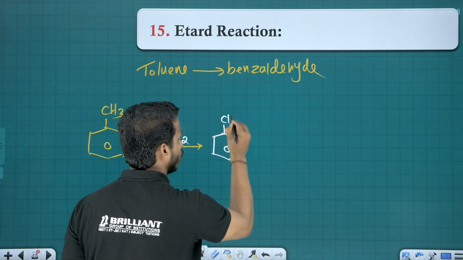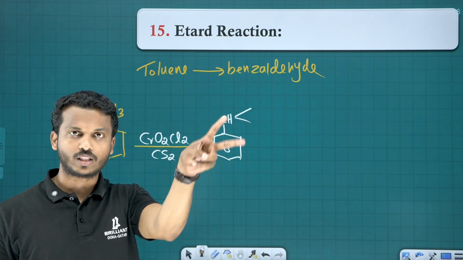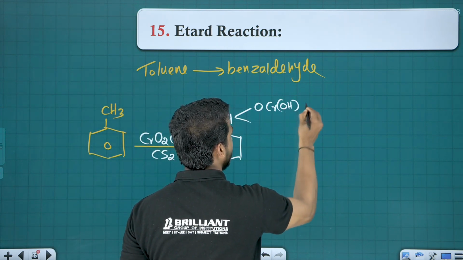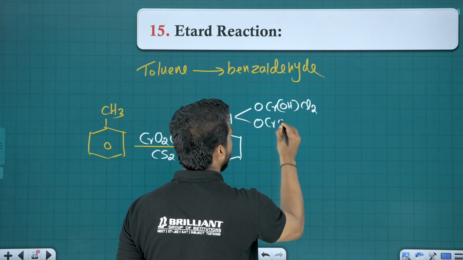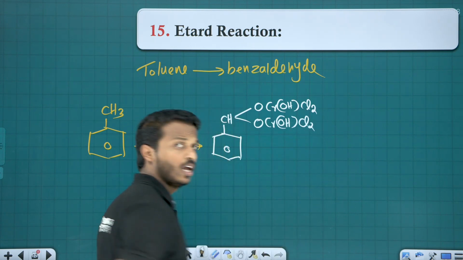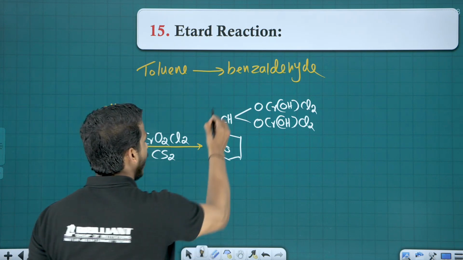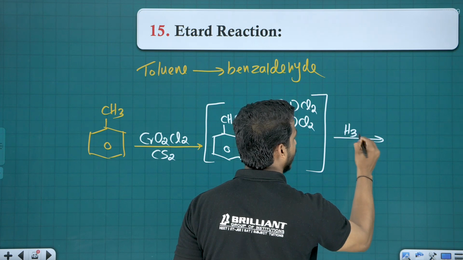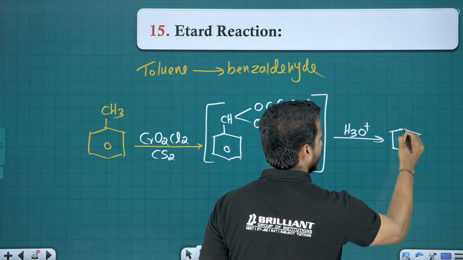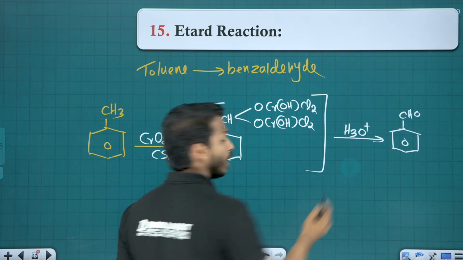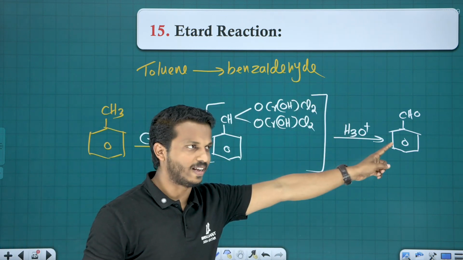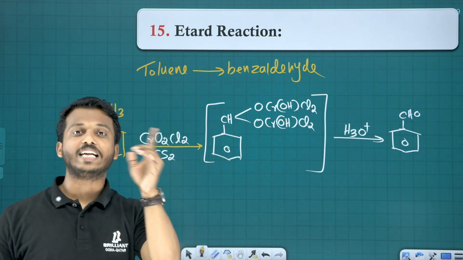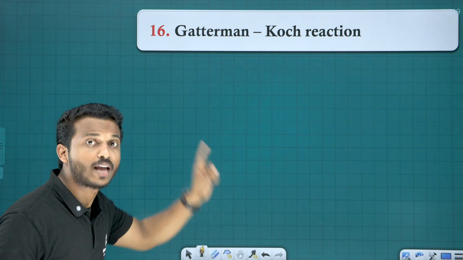Benzene with CH, with two groups on it. What are those two groups? OCrOHCl2, or you can write OCrOHCl2 whole twice. It is a chromium complex, right? This on acid hydrolysis, H3O plus, gives benzaldehyde. This process is called Etard reaction: conversion of toluene to benzaldehyde using chromyl chloride followed by acid hydrolysis. Now we have Gattermann-Koch reaction.